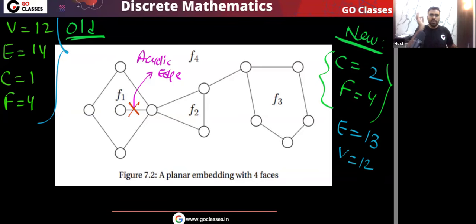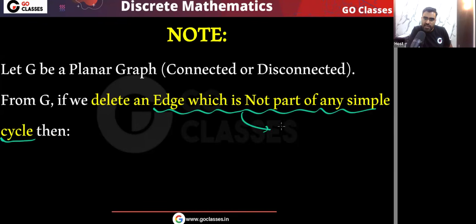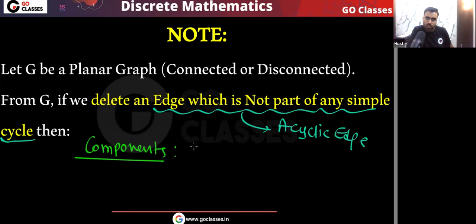So what is the conclusion then? Can anyone tell me? The conclusion is very simple: from a planar graph, which can be connected or disconnected, if we delete an edge which is not part of any cycle, meaning we are deleting an acyclic edge, then the number of components will increase by 1 and the number of faces will be unchanged. Please tell me, understood this?